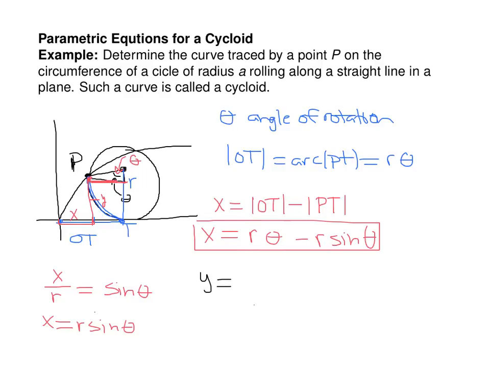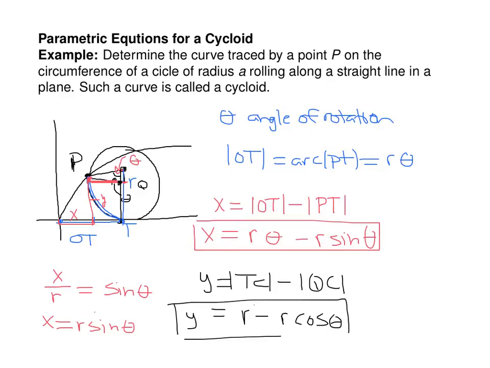And the y-coordinate is given by the length of, we'll say, TC minus the length of, this point is Q, call that QC. And the length of TC is just r. QC, once again, using some trigonometry, we just have the adjacent side, not the opposite side. So we'll have r cosine theta. So there's the parameterization for the cycloid.